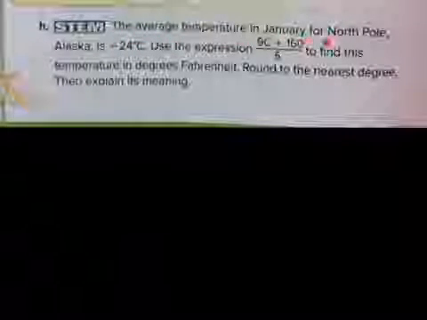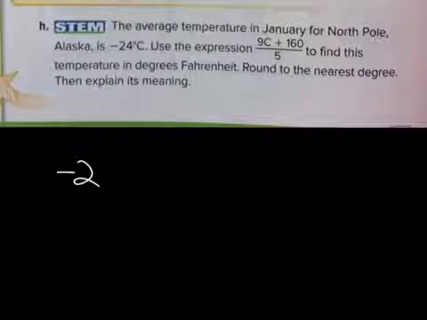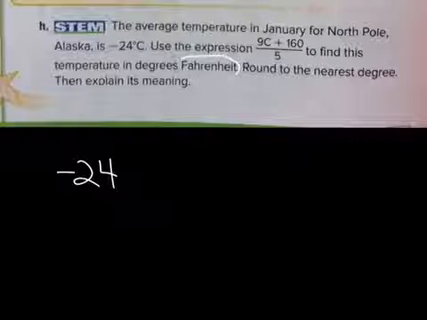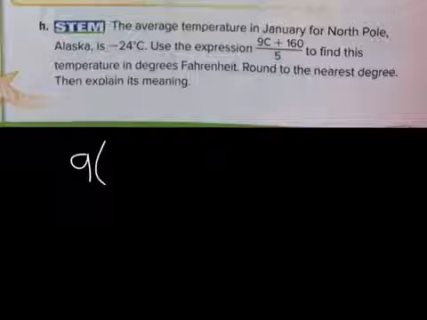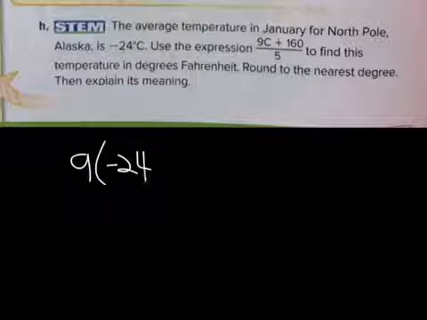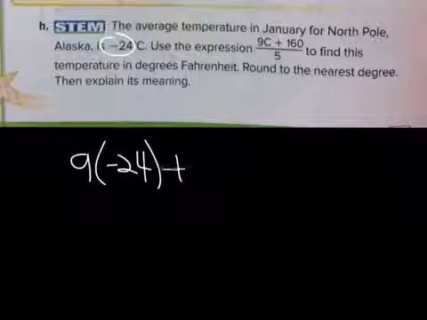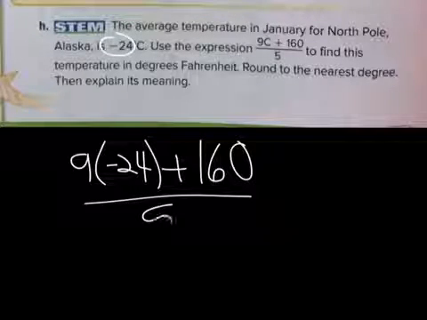The average temperature in January for North Pole, Alaska, is -24 Celsius. I'm just going to go ahead and write that down. Use the expression 9C plus 160 divided by 5 to find this temperature in degrees Fahrenheit. Okay? Round to the nearest degree, then explain its meaning. So what we have here, 9C, C is our degree in Celsius, so that's the variable we need to replace. So we're going to write it out as 9 times -24. Plus 160 divided by 5.